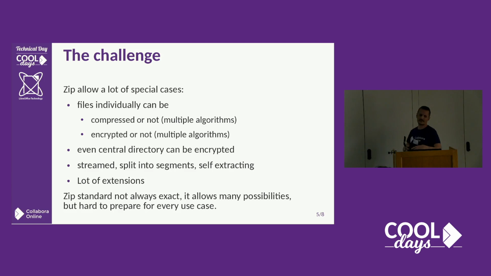So what's the challenge about it? I already said that every file individually can be compressed or not compressed, encrypted or not encrypted. We can even choose different types of compressions and different kinds of encryptions. Even the central directory can be encrypted. There are many varieties of how a zip file can be, because the zip standard allows a lot of things, and it's well extendable too. It's hard to prepare for every case in which a zip file can be constructed.